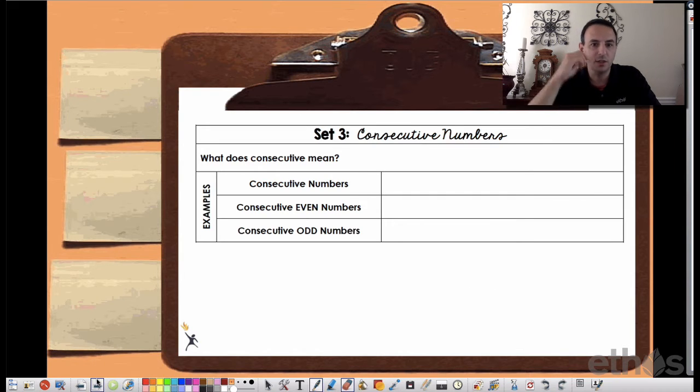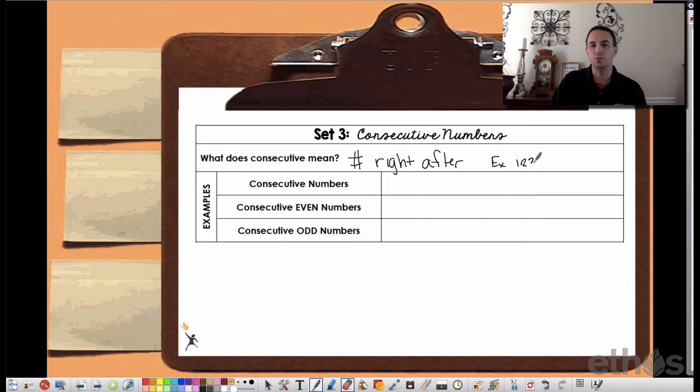So what we're going to take a look at here is the concept of consecutive numbers. A consecutive number really comes into play with numbers right after each other, or the next number. An example might look like 1, 2, 3, 4. Those are all consecutive numbers. When you think about consecutive numbers, it's a different style of writing the problem.